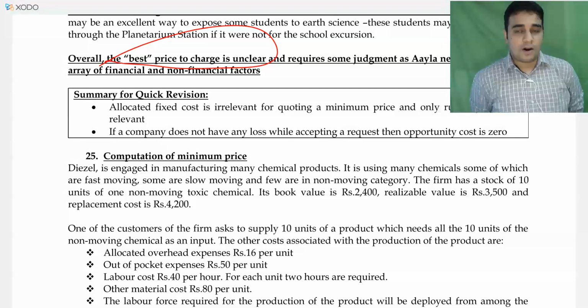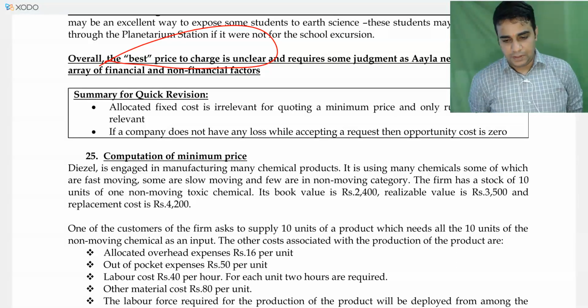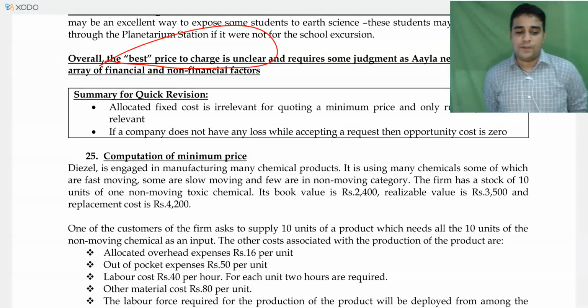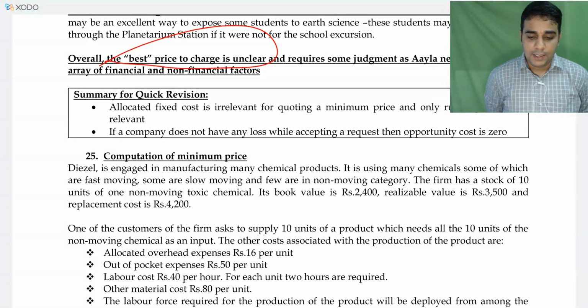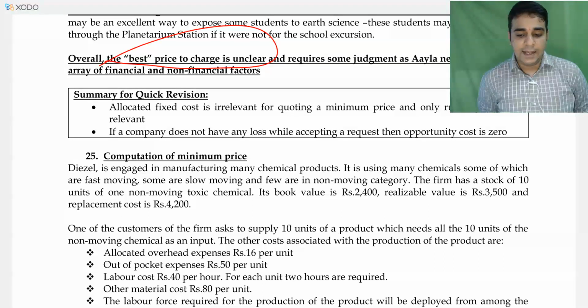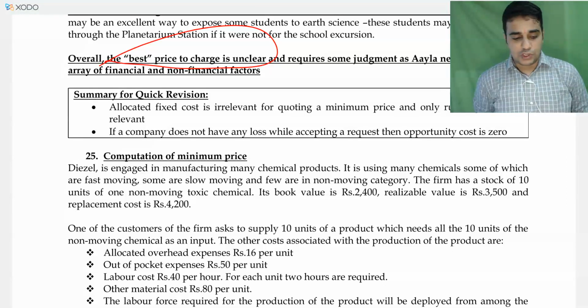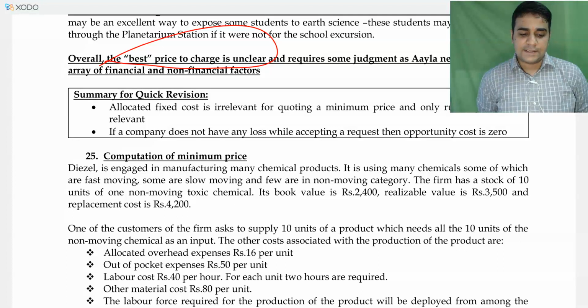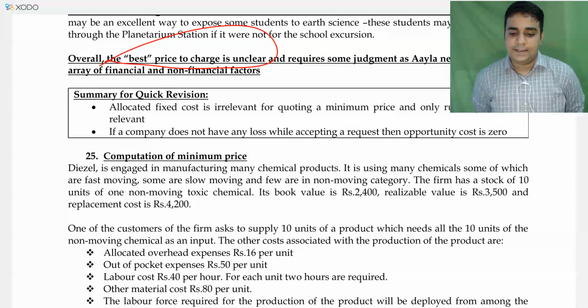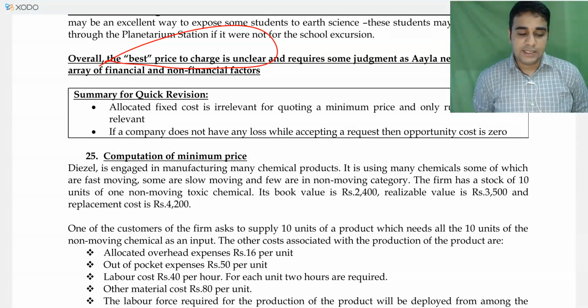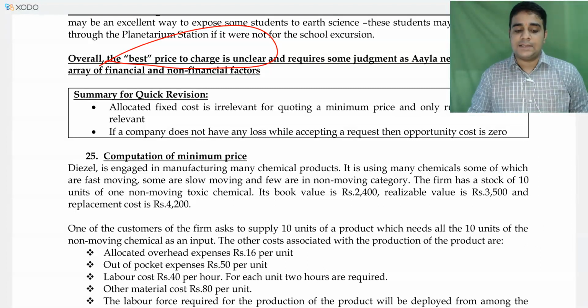The firm has a stock of 10 units of one non-moving toxic chemical. Its book value is 2,400, realizable value is 3,500, replacement cost is 4,200. One of the customer of the firm asks to supply 10 units of a product which needs all the 10 units of the non-moving chemical as an input.